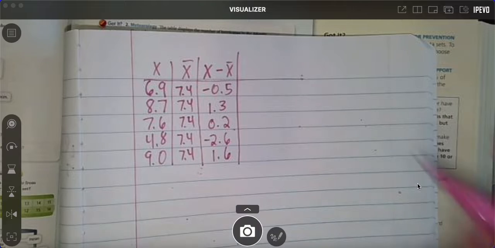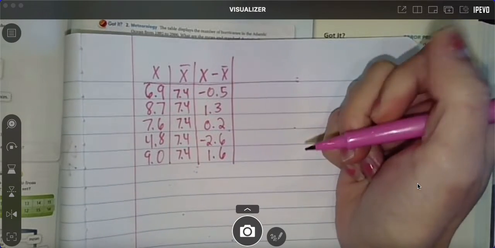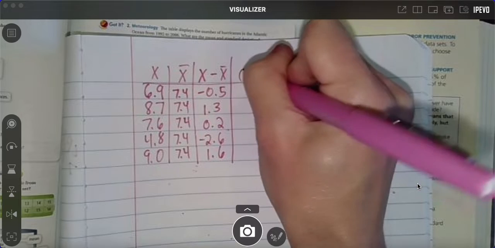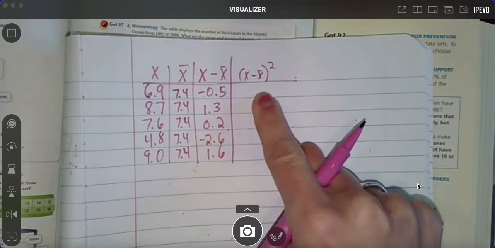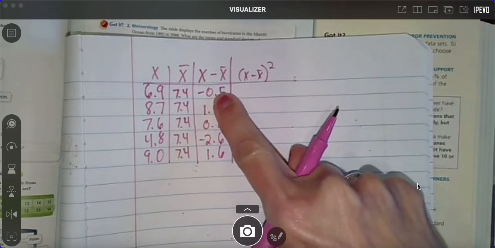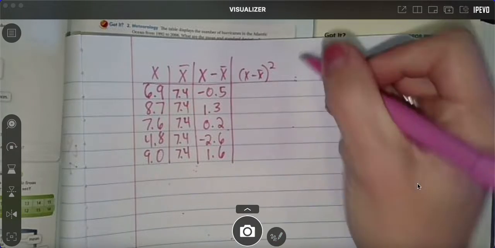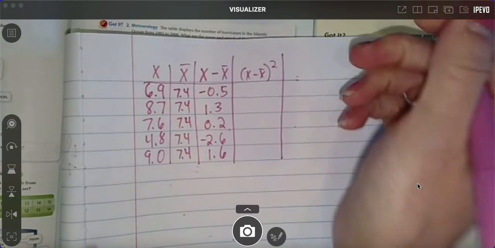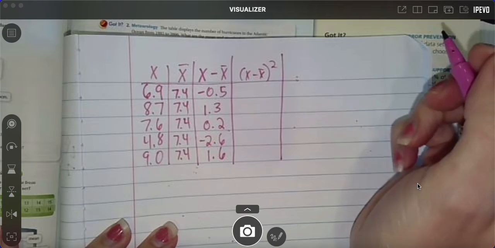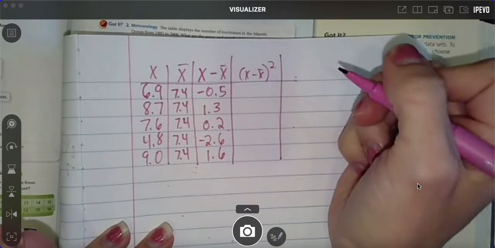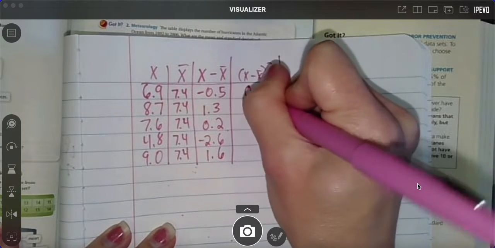Now we square all those numbers. They write it on their table like this, and I just don't want it to confuse you. But all that means is they took each of these numbers and they squared it. So 0.5 squared, isn't that 0.25? Not times 2, but you square it.